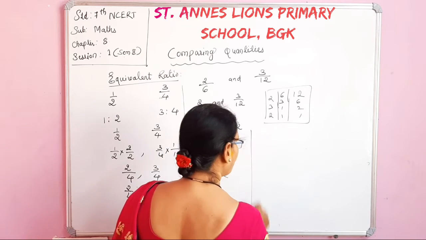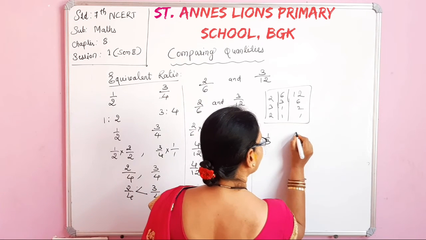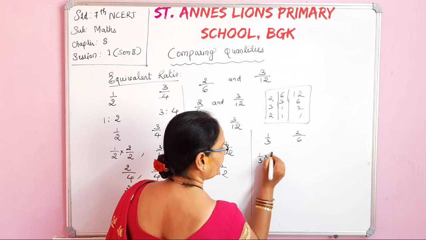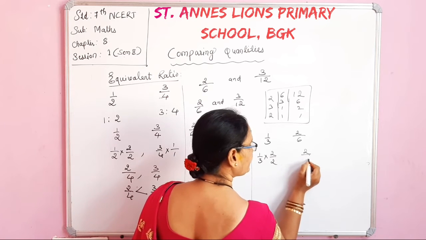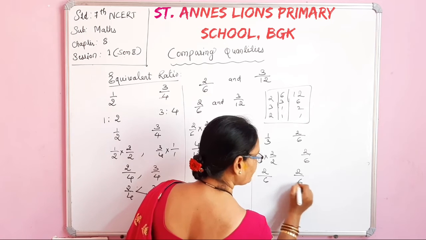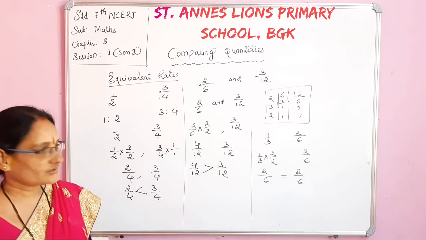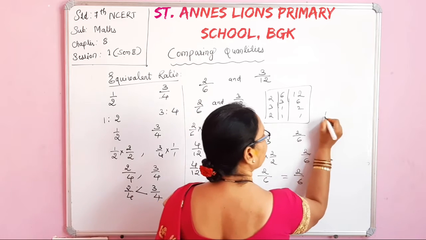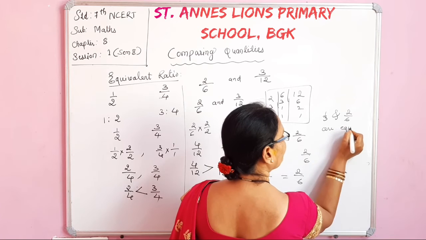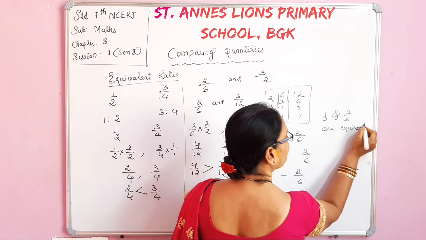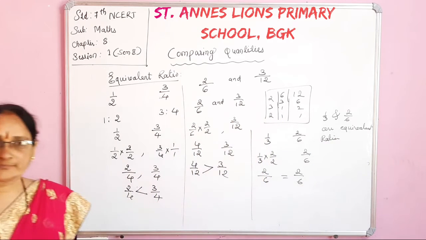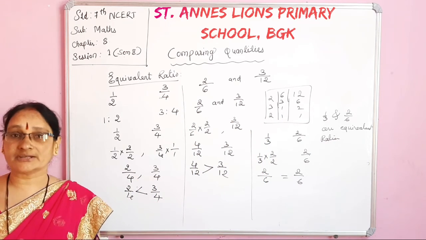Then one more example we will take. See, 1 by 3 and 2 by 6. What is the LCM? 6. 1 by 3 into 2 by 2, and 2 by 6 as it is. 2 1s are 2, 3 2s are 6. So 2 by 6. Now you see both are equal. So now we can say that 1 by 3 and 2 by 6 are equivalent ratios. This is what an equivalent ratio is.